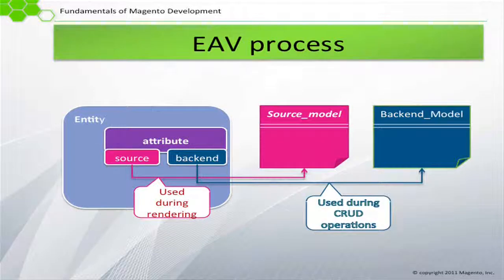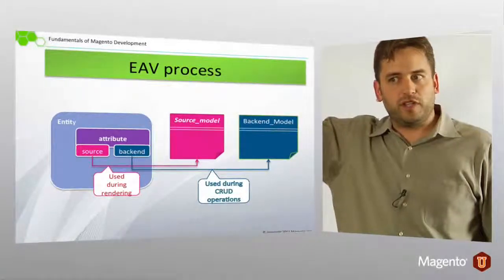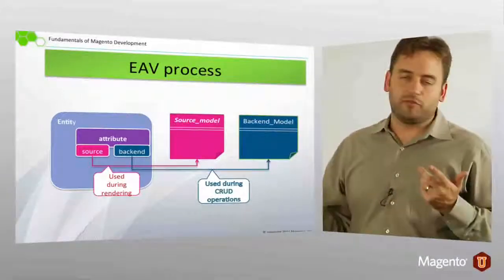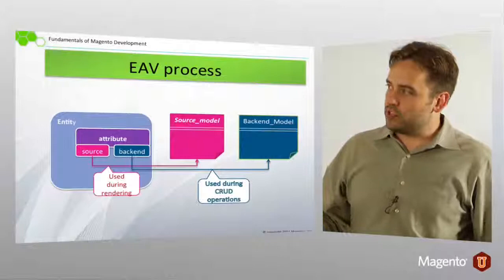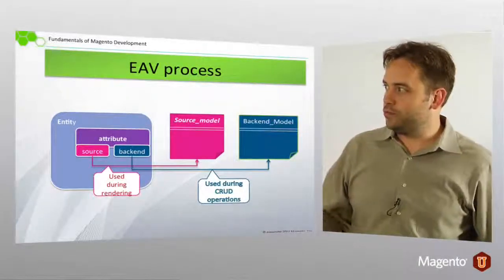Now, EAV process. So what does this all mean when it comes time to either gather or store information or options? In the context of the entity, we get the attribute model. In EAV entities, each entity has access to the attribute model, and that model is very complex. It has source, backend, and front end. The source is used for rendering options. The backend is used for storage.